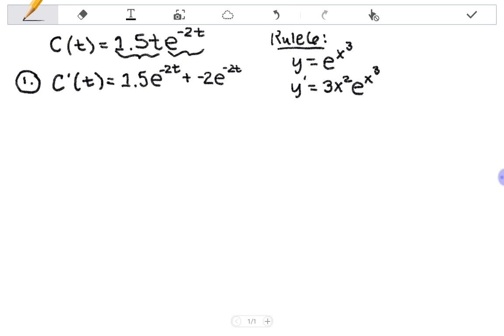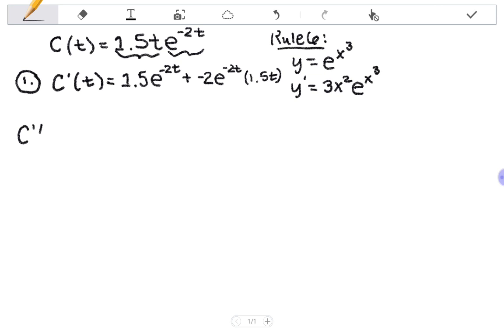And now we have to finish up the product rule. Derivative of the first, original second, plus derivative of the second times the original first, which is a 1.5t. So good review of our rules. And I want to set this equal to 0.